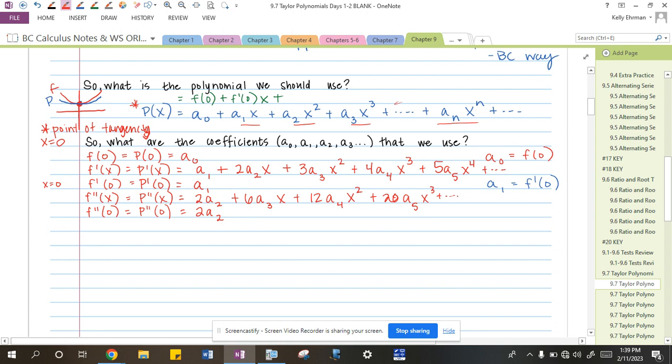Now this is the first one that I'm trying to build. I'm trying to solve for the a's in each of these. This is the first one where I've got to do a little bit of math. If f double prime equals 2 times a2, then a sub 2 is equal to the second derivative of f at 0 divided by 2.